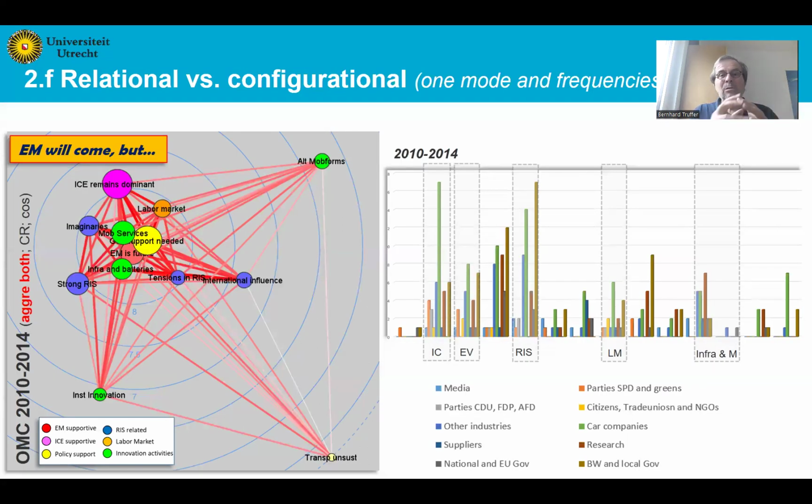Of course, you can also combine the two, and that's what several people have done over the years. And so you can have the one-mode networks, here it's aggregated, so to have a one-to-one connection, but you could also do it for a more disaggregated variant. And then you say, well, here are the actors and the concepts, and you provide also the frequency plot for this particular presentation. And then you can switch back and forth and interpret a bit who is contributing to, let's say, IC remains dominant, probably comes from the car companies much more than from other actors, and these sort of things.